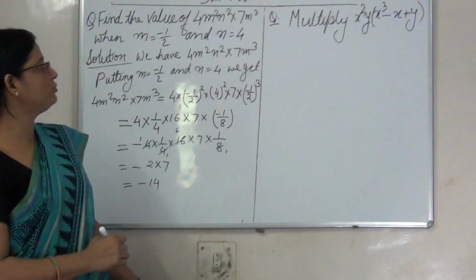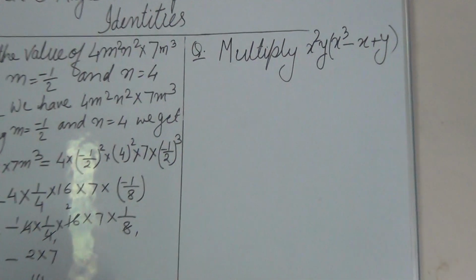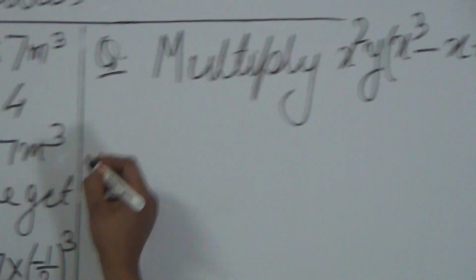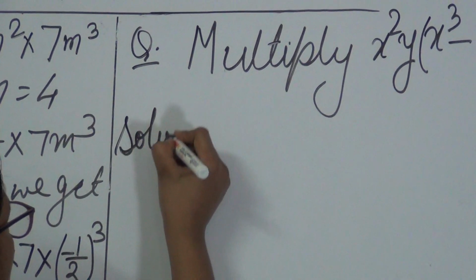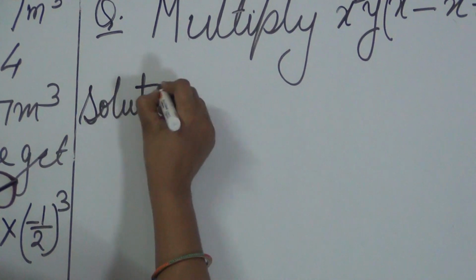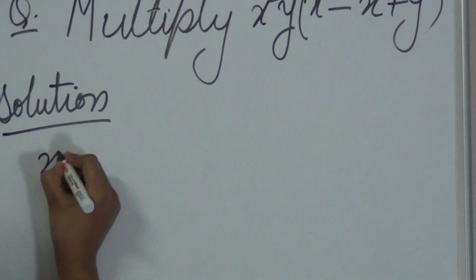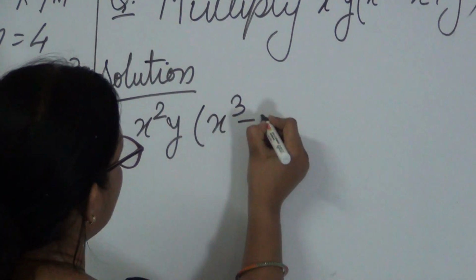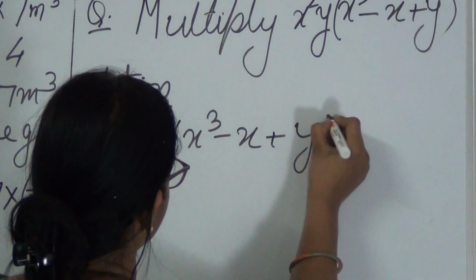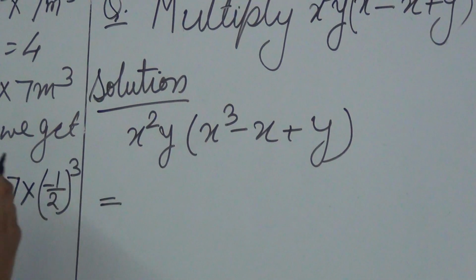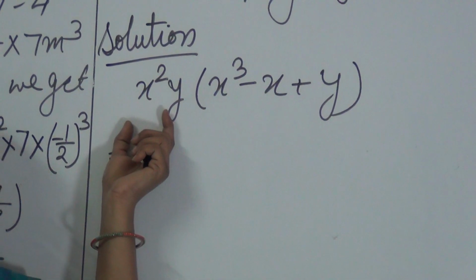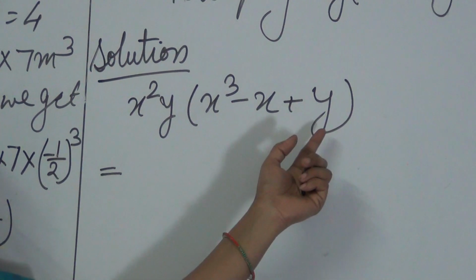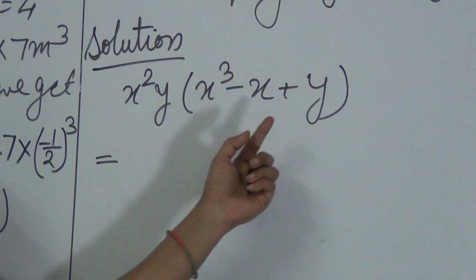Let us learn how to do multiplication of algebraic terms. Here is a monomial multiplied by trinomial. So let us proceed with the solution. We have x square y into x cube minus x plus y. This term x square y we have to multiply to each term present in the bracket. So one by one we will multiply.